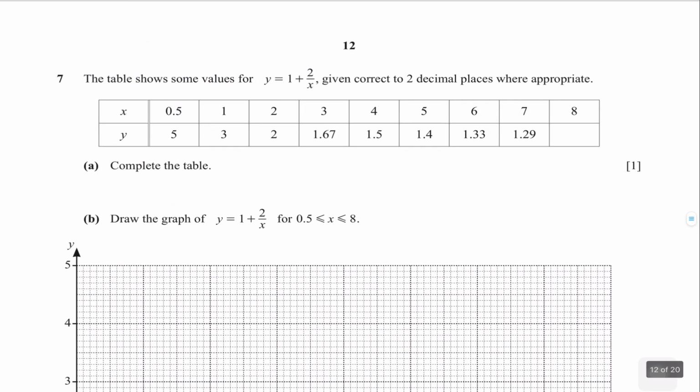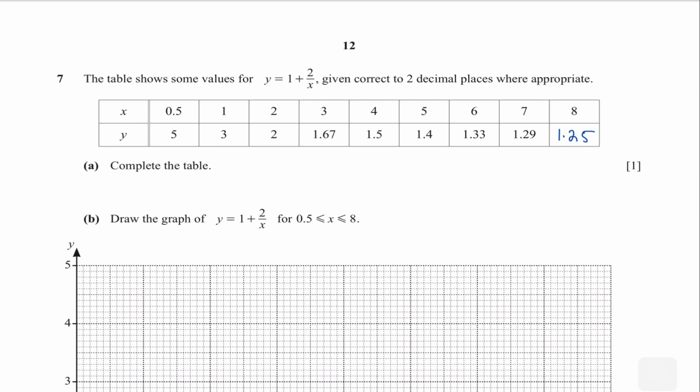Alright, now let's do question number 7, where we will have to first of all fill this table. And when filling this table, we'll have to fill it correct to 2 decimal places as it is mentioned in the question. So here y is equals to 1 plus 2 upon x. So if I want to find out the value of y, that means I'm simply going to plug in 8 in place of x. So let's do that and see what the value of y is equals to. So 1 plus 2 upon 8. So that's equal to 1.25. Okay. Now I'll have to draw the graph.